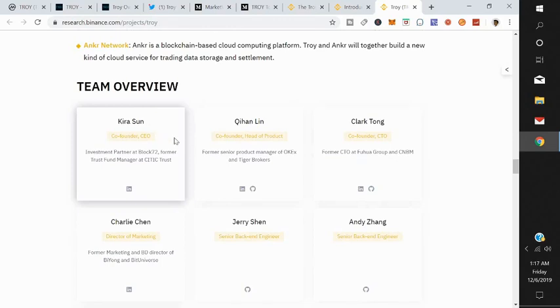The co-founder and CEO is Kira Sun, investment partner at Block 72, former trust fund management at CITIC Trust. Q Lin is a co-founder. He's the head of project. He's a former senior project manager at OKX and Tiger Brokers. And Clark Tong is the former CTO at Fugara Group and CNBN.